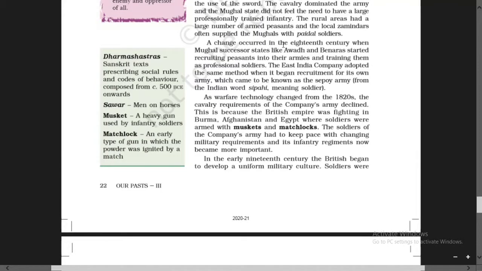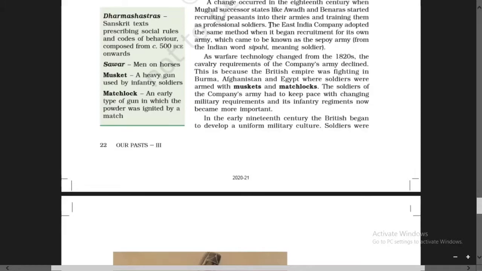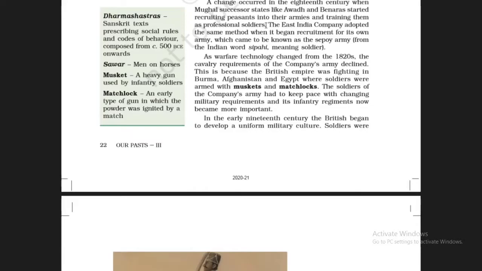A change occurred in the 18th century when Mughal successor states like Awadh and Benares started recruiting peasants into their armies and training them as professional soldiers.